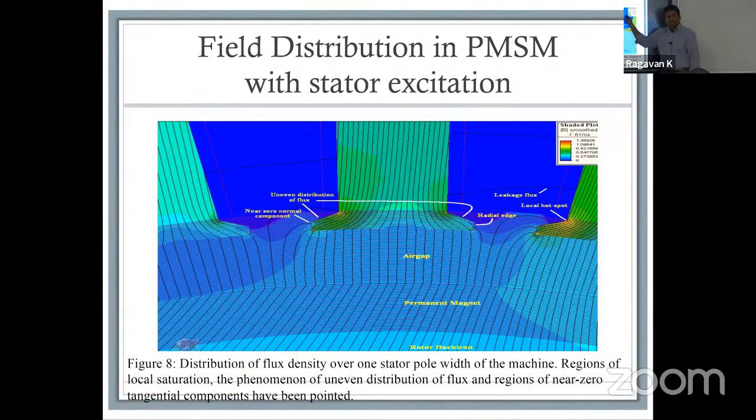Now, this is numerical error. You don't have to worry about that. But your fringing now becomes uneven. So when previously you had equal fringing on both sides, now your fringing at the radial edge actually becomes different.